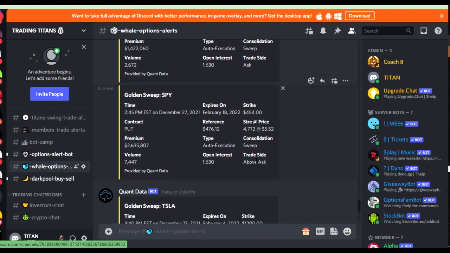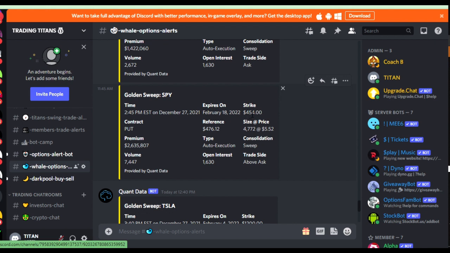Anything above the ask is a sense of urgency, meaning that they are trying to get into this play as quick as possible. So whoever smart money is, they truly believe that SPY is going to drop soon. They are urgently trying to get into this play, and it's a sweep. Above the ask is your golden ticket. Anything that says above the ask, above the bid, that's your gold right there. So definitely be looking out for those kinds of plays.